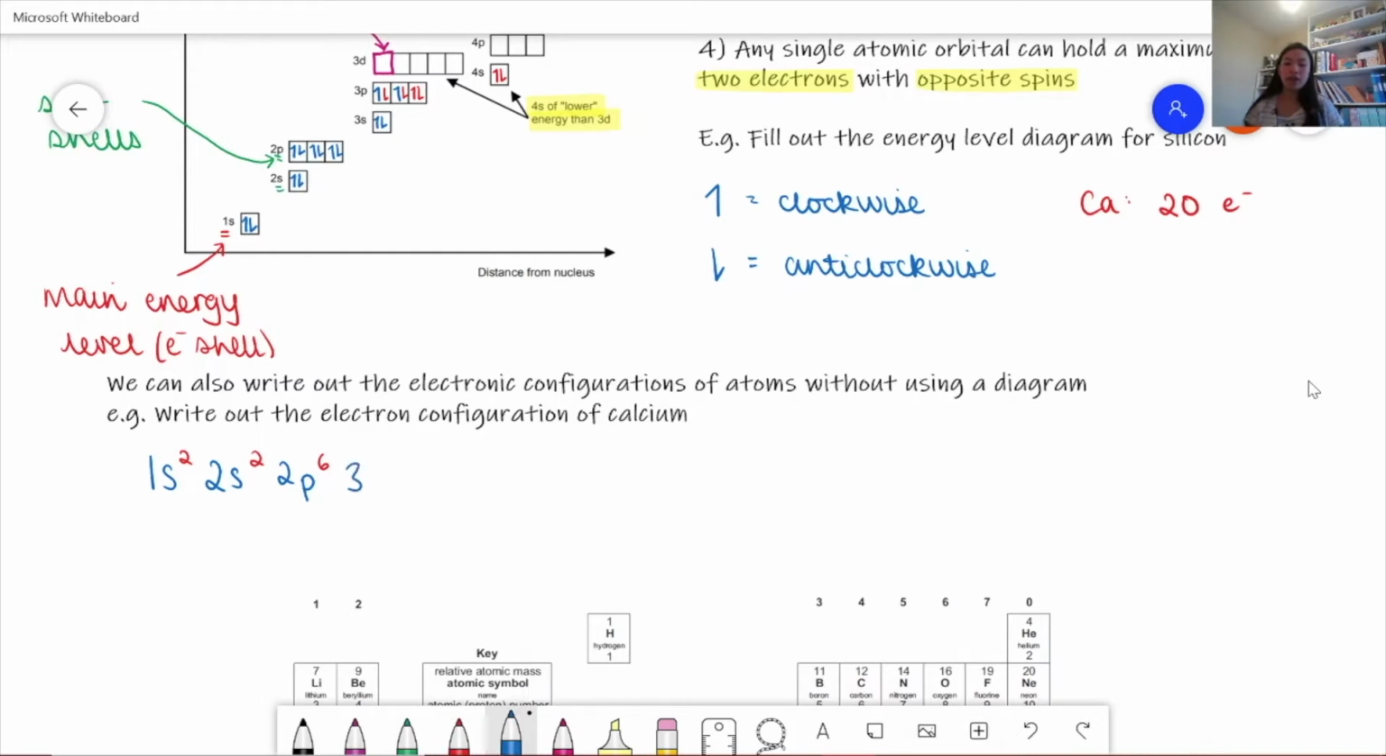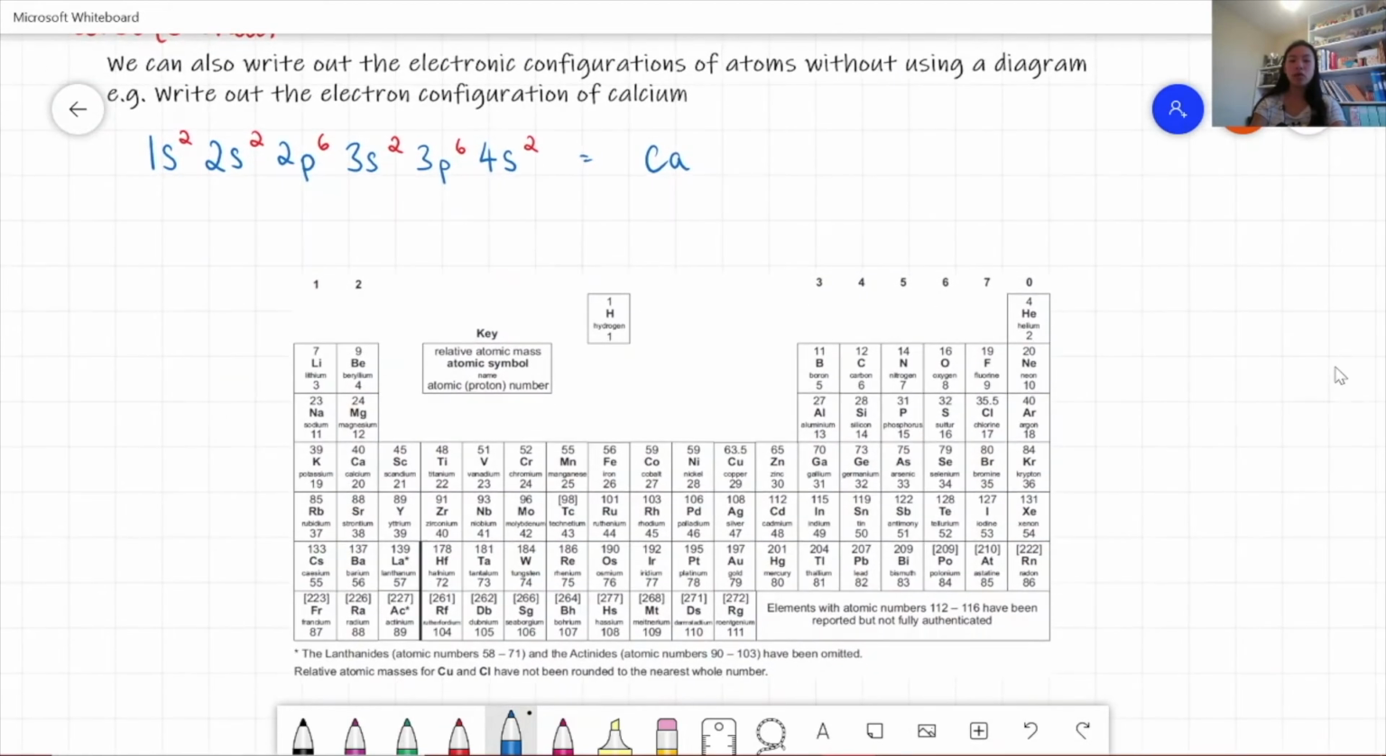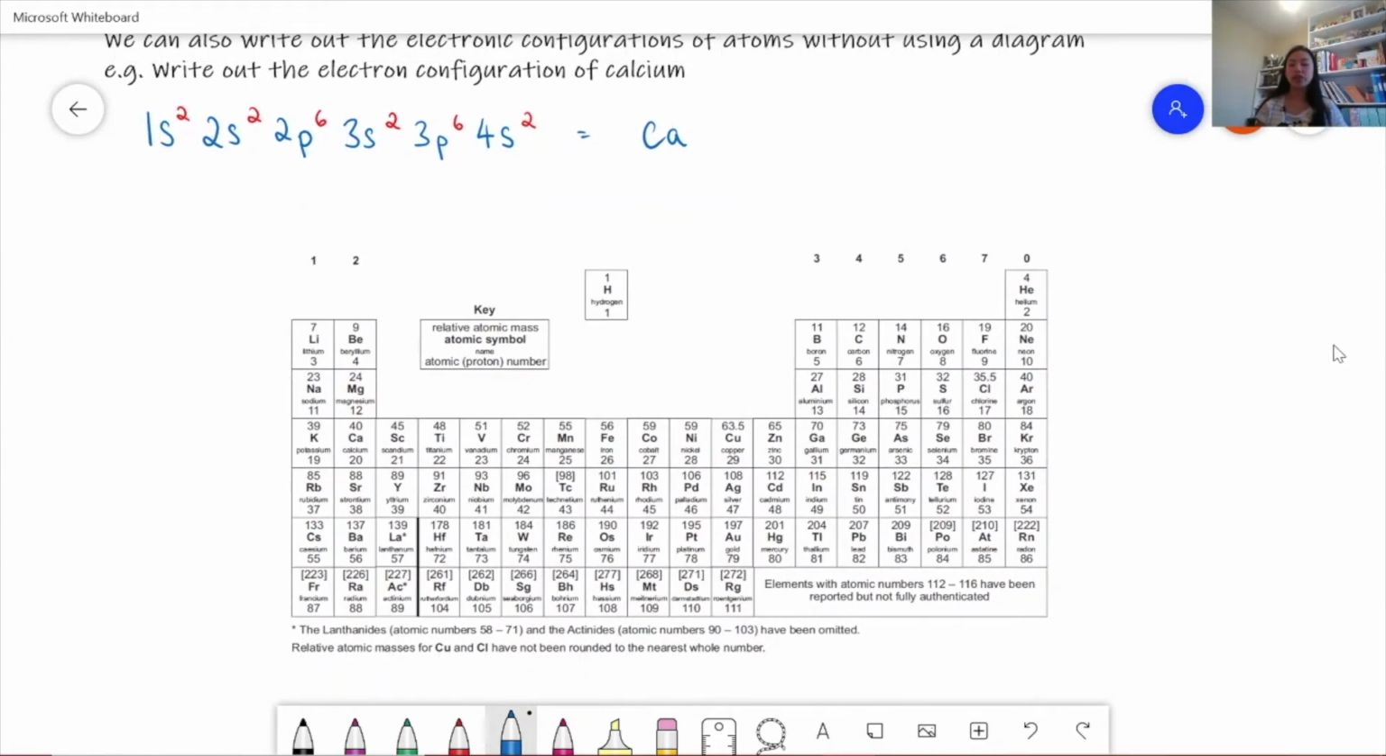And then we have 3s, which has another 2 electrons. And then we have 3p, which has 6 electrons. And then we have 4s, which has 2 electrons. So like the energy level diagram, we miss out the 3d. So this is our electron configuration for calcium. And now we're actually going to look at what this kind of means on a periodic table, so what the relationship is. So going to the periodic table, we can actually split this up into blocks.